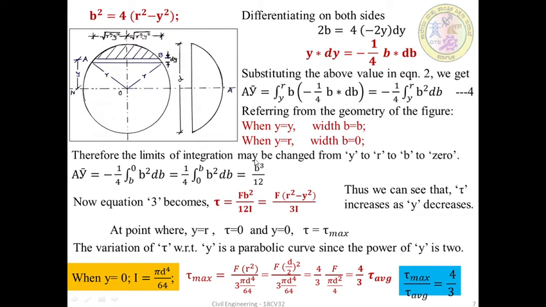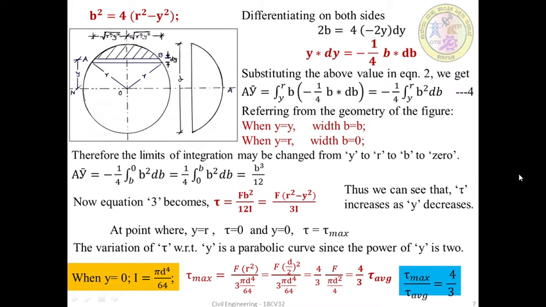Therefore, the limits of integration may be changed from y to r to b to 0. So, A ȳ is equal to minus 1 by 4 into the integral of b to 0 of b square db. Now the negative sign is there; if you interchange the limits, it will become positive. 1 by 4 into the integral from 0 to b of b square db, nothing but b cube divided by 12. We got the value of the moment of that area about the neutral axis.